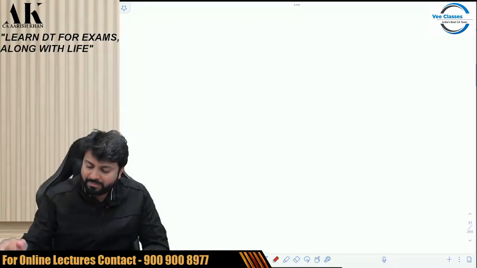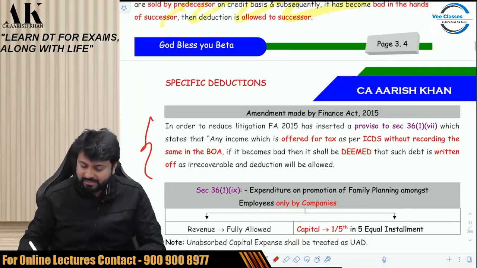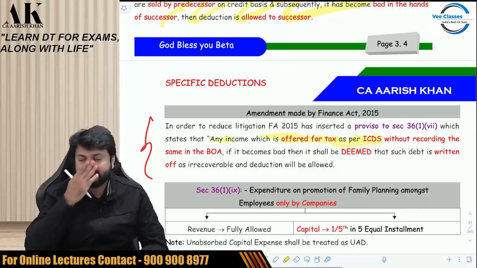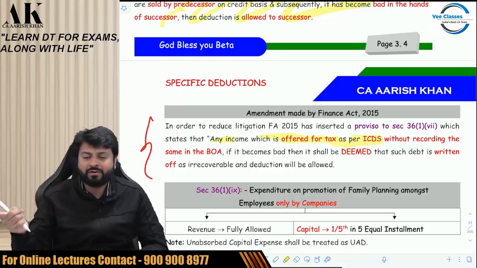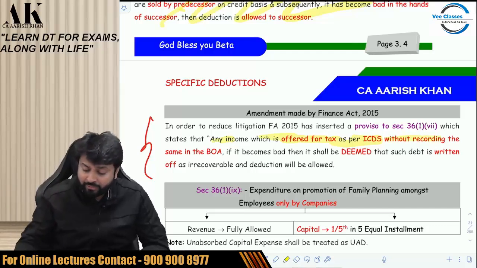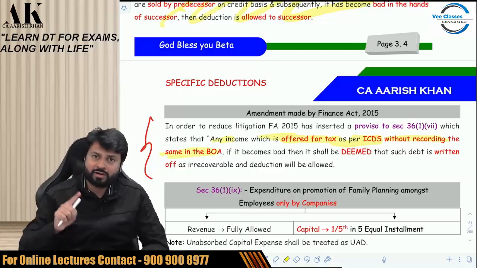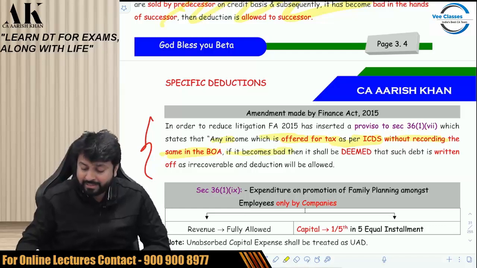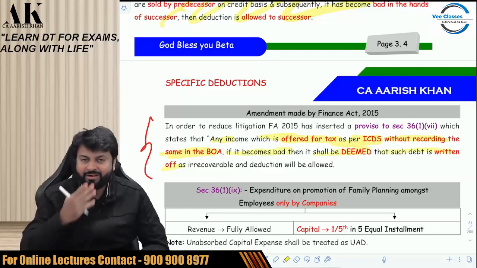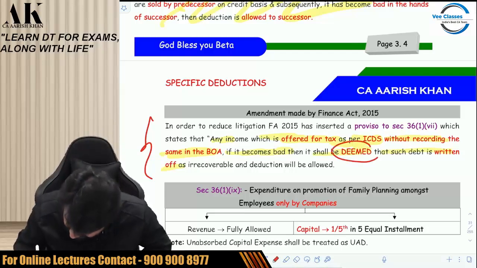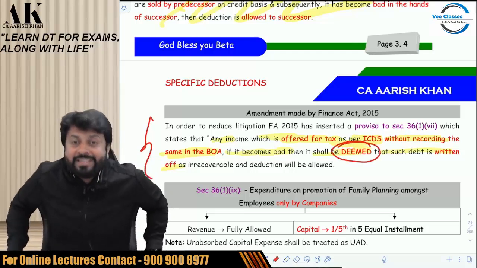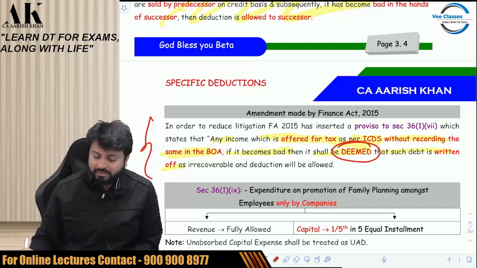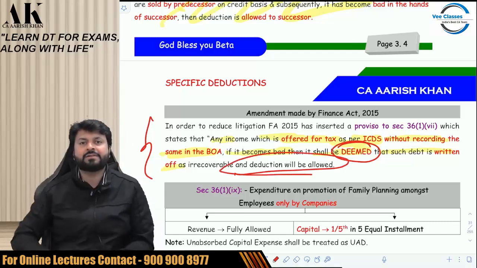So for that purpose, the government has provided this provision that any income which is offered for tax as per ICDS, yes, our income of 1 lakh is offered for tax as per ICDS, without recording the same in the books of accounts. Yes, we have not recorded in the books of accounts because the accounting standard stops us. If it becomes bad, then it shall be deemed that such debt is written off. Then the government is using this deeming fiction by saying what? It is deemed that it is written off in the books of accounts. And accordingly, you will get what? You will get the deduction of bad debts.